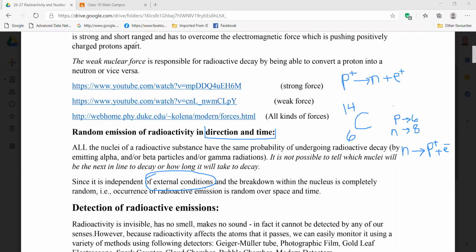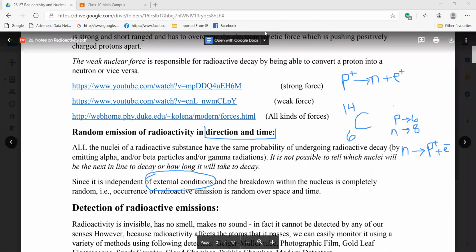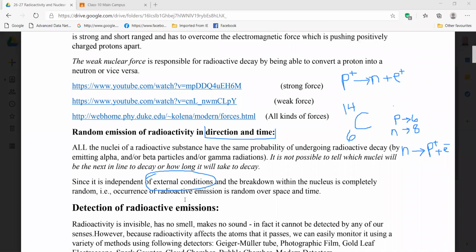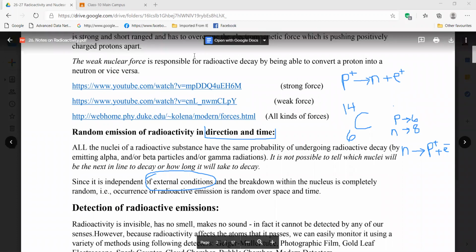Just remember this thing: radioactive emission is independent of external conditions, and it is random in direction and time. That's it. The other explanation normally does not come in exams, but I gave you the explanation.